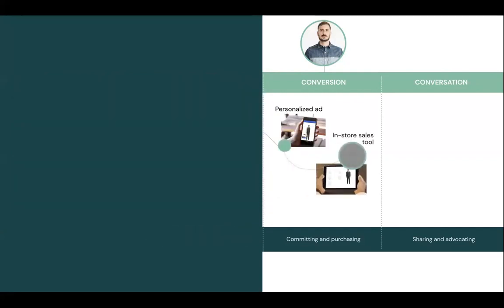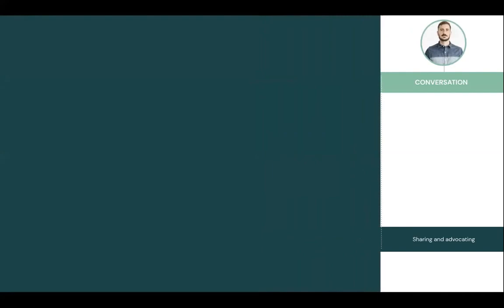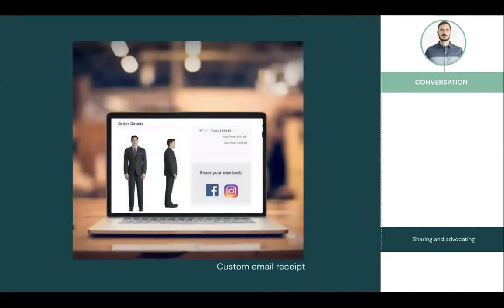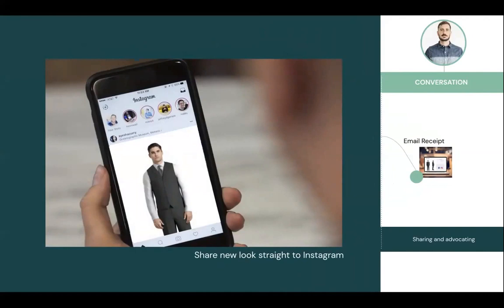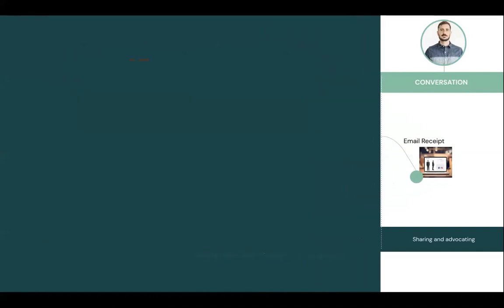So he goes ahead, he makes that purchase, and then we can continue the journey even after the purchase. So if you think about receiving an emailed receipt that actually shows the suit that he purchased right there on the receipt, it offers the ability to maybe even share his new look online. So he helps to proselytize the brand and the experience that he has.